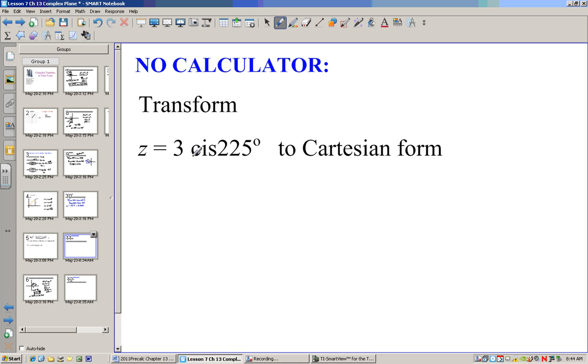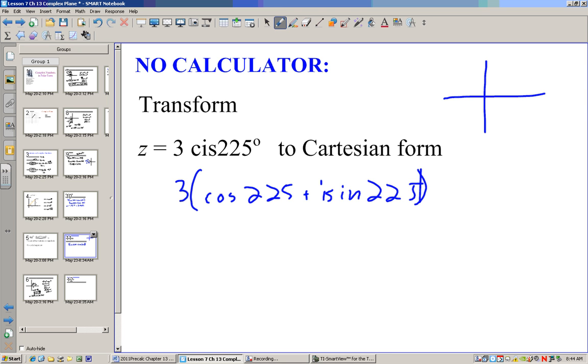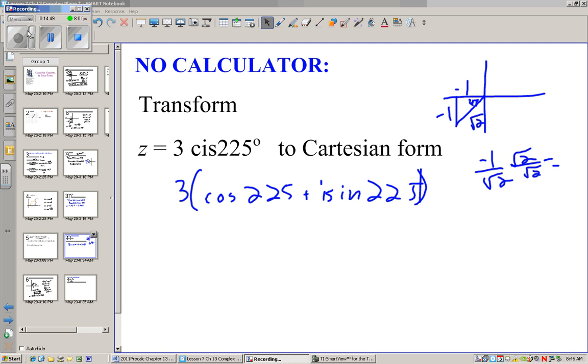Now let's try this without a calculator. So if I wanted to expand this, this would be 3 cosine 225 plus i sine 225. Cosine of 225 is going to be right there, and that's a 45, 45, 90 with negative 1, 1, root 2. So the cosine of 225 is going to be negative 1 over root 2, which, when I rationalize it, my phone's ringing. All right.